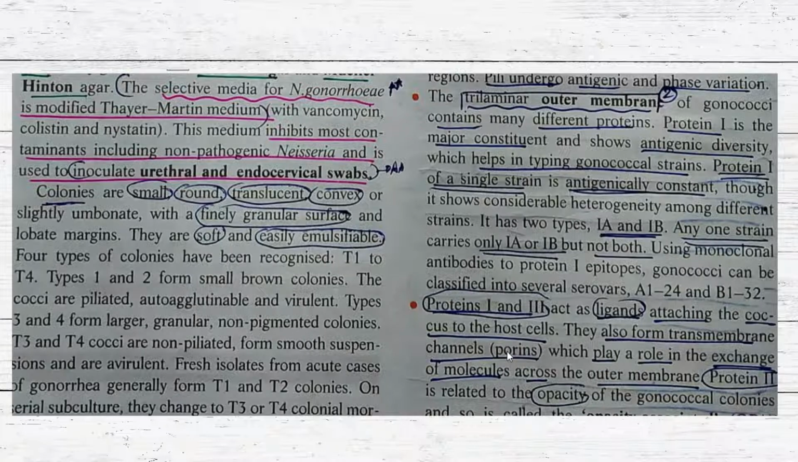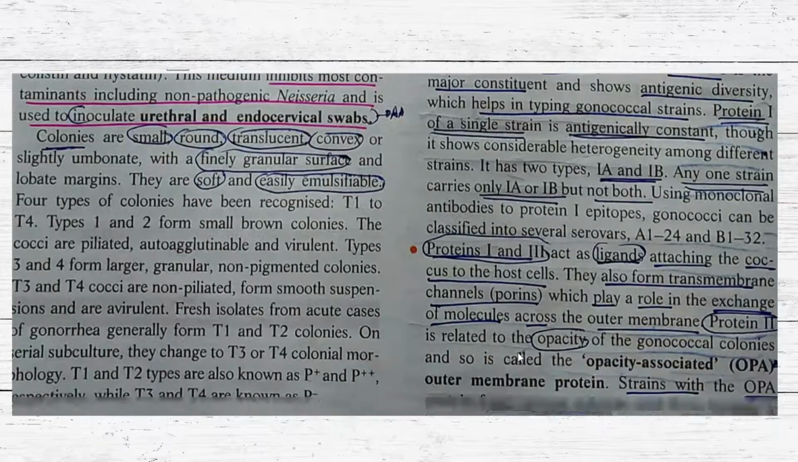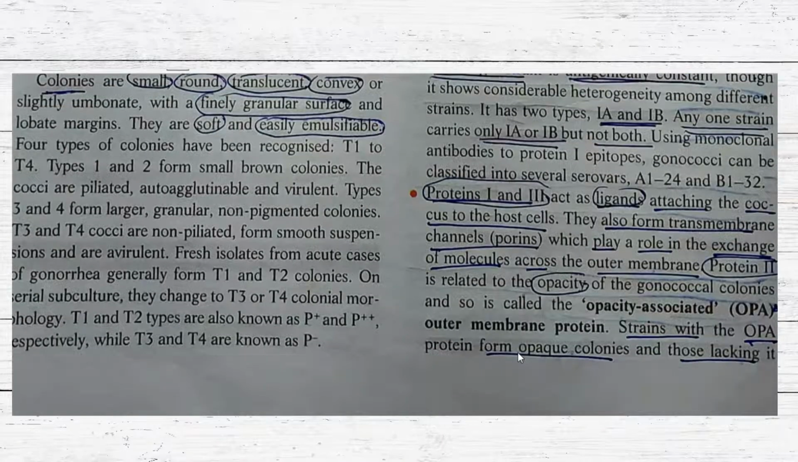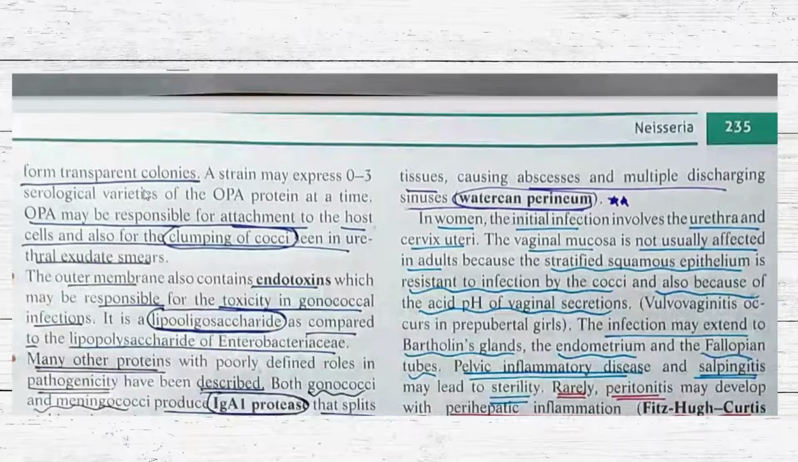So protein 1 and 3 have two functions. First of all, they help in attaching the coccus to the host cells. Along with that, they also form transmembrane channels, which help in the exchange of molecules. So protein 1 and 3 is done. Now we'll come to protein 2. Protein 2 is responsible for giving opacity to colonies. Protein 2 is also known as the OPA protein, which is the opacity associated outer membrane protein. Suppose there is a strain which has protein 2, that is the OPA protein. They will form opaque colonies, but those which don't have this OPA protein will form transparent colonies.